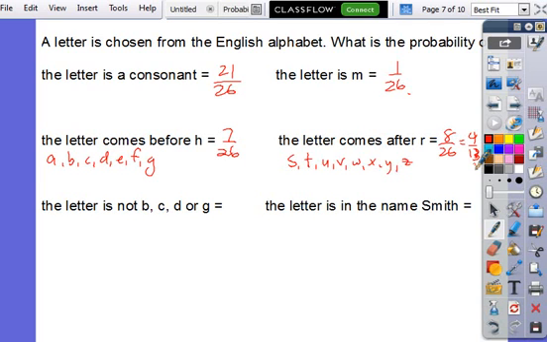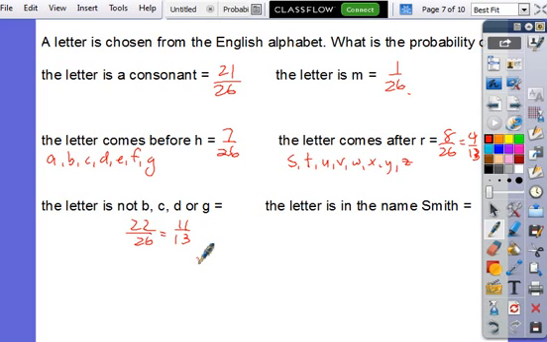The letter is not B, C, D, or G. I got 22 over 26. Well, how many letters do I have right here? 4. So if it's not those 4, it's got to be one of the other 22. And then divide and get 11 over 13.